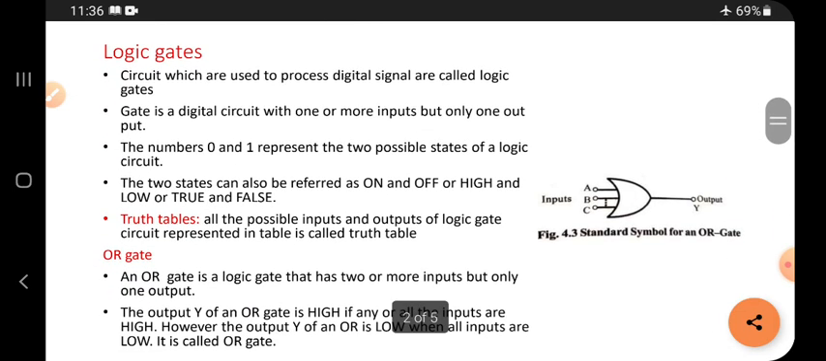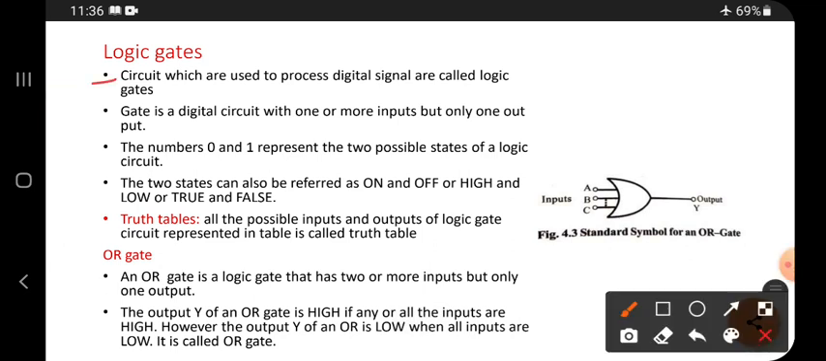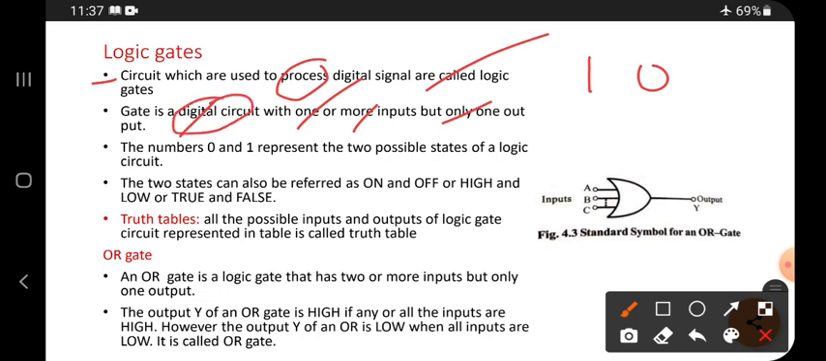So this topic is logic gates. Circuits which are used to process digital signals, meaning 1 or 0, are called logic gates. A gate is a digital circuit with one or more inputs but only one output.